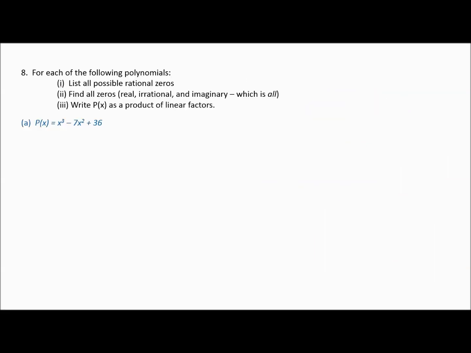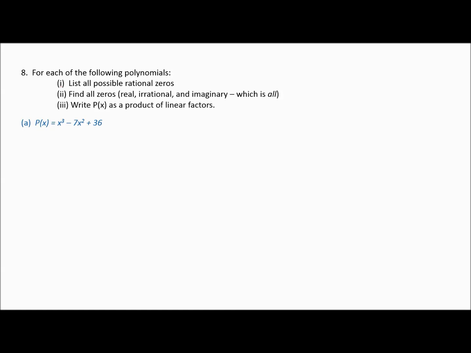For this problem, we're supposed to, for each of the following polynomials, and we'll have 3 of these, list all the possible rational zeros. Then after that, we're going to do synthetic division to find all of our zeros. And then third, we're going to write it as a product of linear factors.